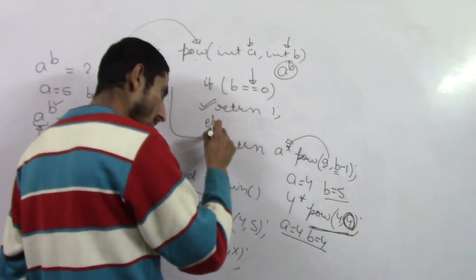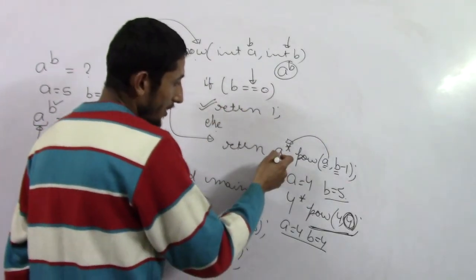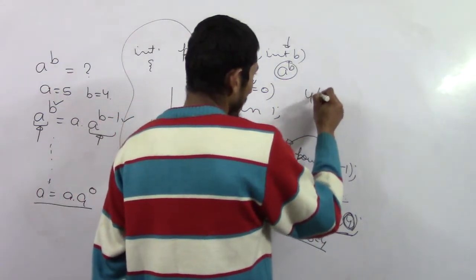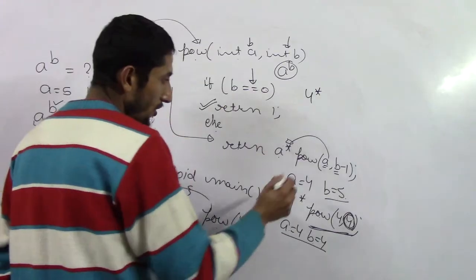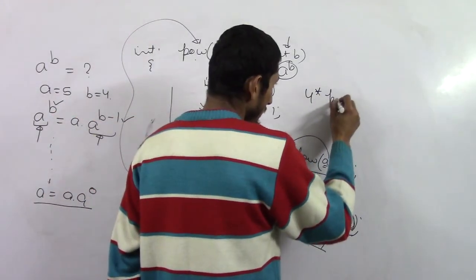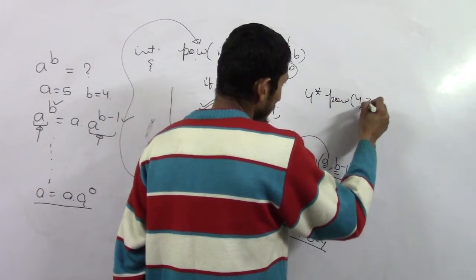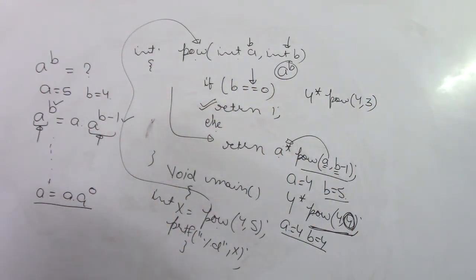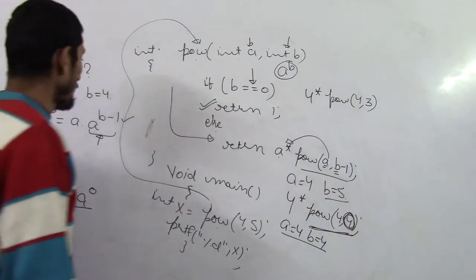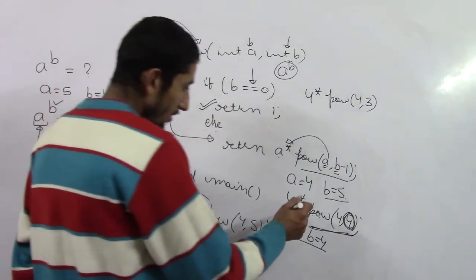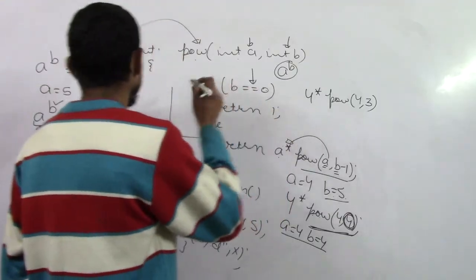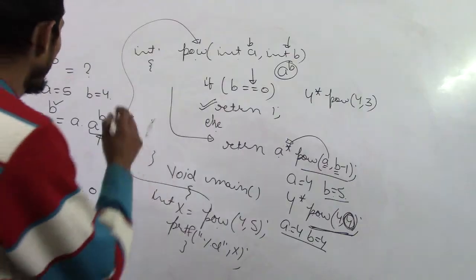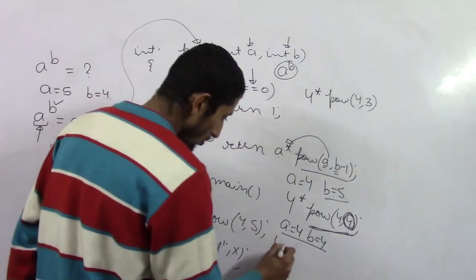Again the value of B is 4, so it will go in the else part. It will return A, which is 4, into power 4 and 3. What is the meaning of this? The original problem was to calculate 4 to the power 5. I am saying that I can't calculate 4 to the power 5 directly, but what I can do is calculate 4 to the power 4 and multiply it by 4.